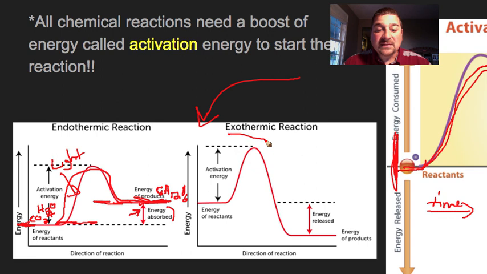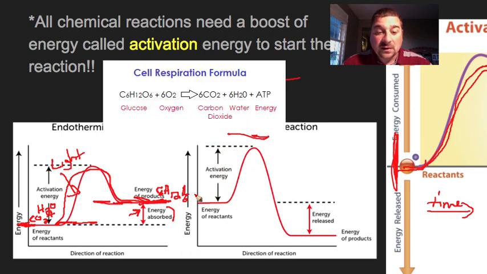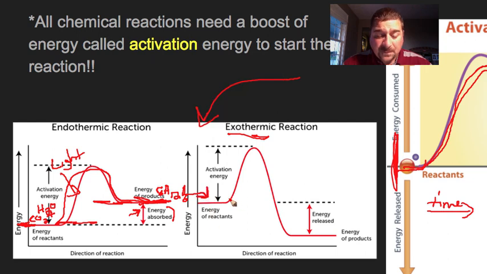Over here, exothermic would be the opposite reaction, like cellular respiration. So you're going to start with this glucose in the mitochondria of our cells. It's going to take a little bit of activation energy right here to get that process going, and then you're going to end up with your products, CO2 and H2O down here, okay, which are low energy.